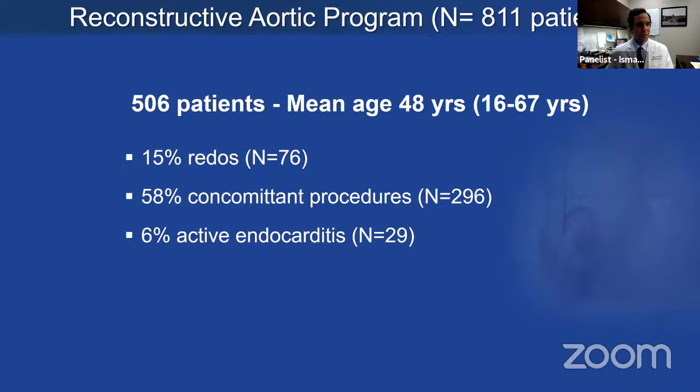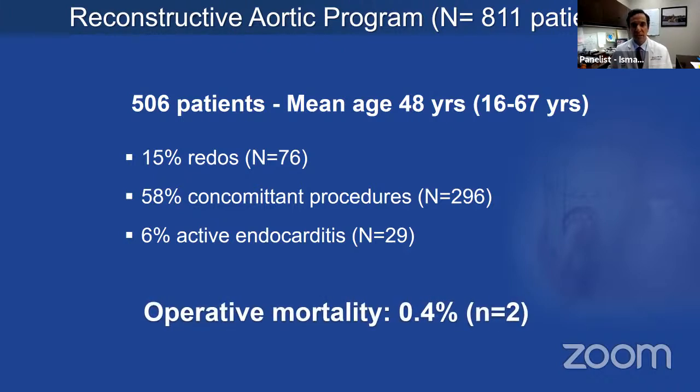But going back to the Ross series, these are a little over 500 patients. The mean age of the patients was 48 at the time of surgery. And you can see it ranged from 16 to 67, with the majority being in the 40s and early 50s. 15% were redos, and 6% had active endocarditis. So again, these were not just very cherry-picked patients, but really carefully selected, but all kinds of patients.